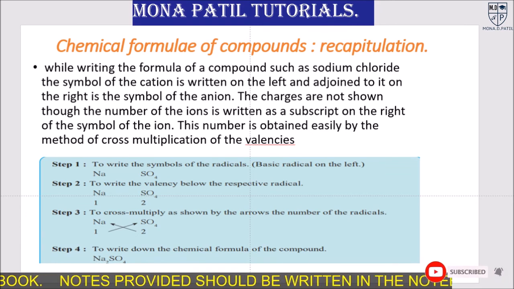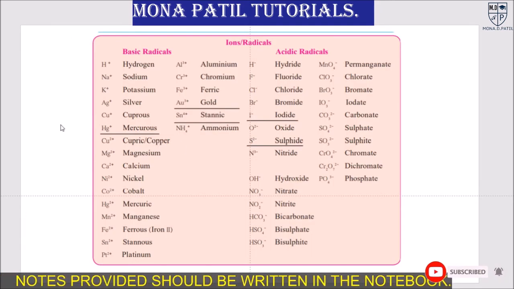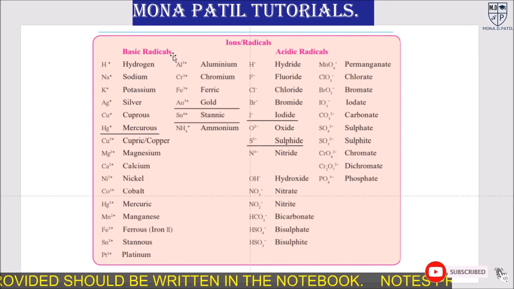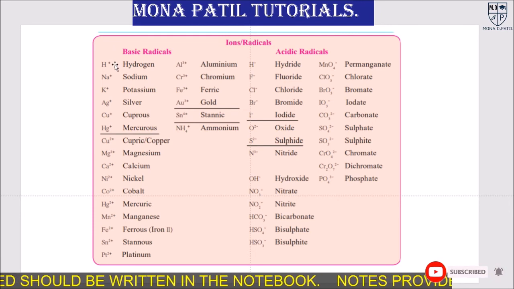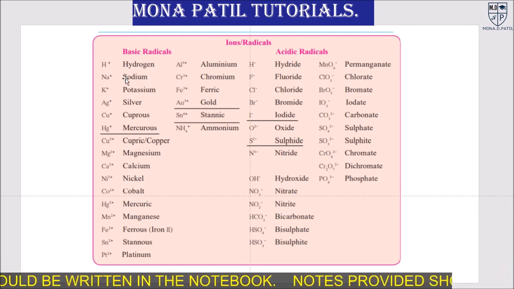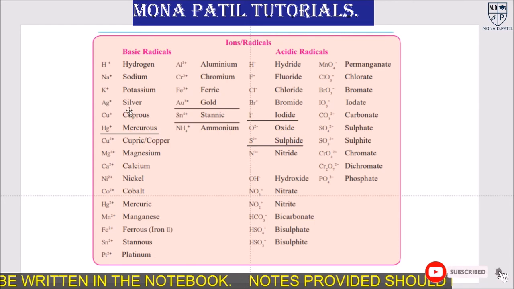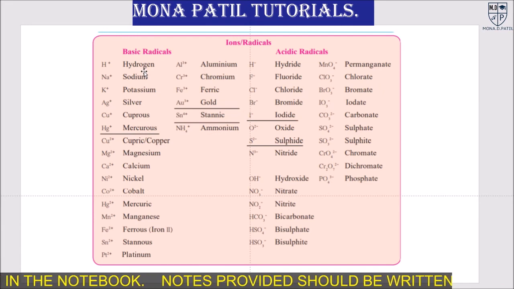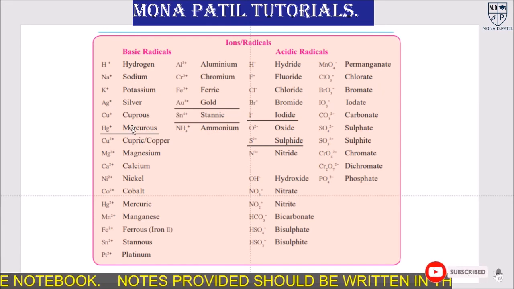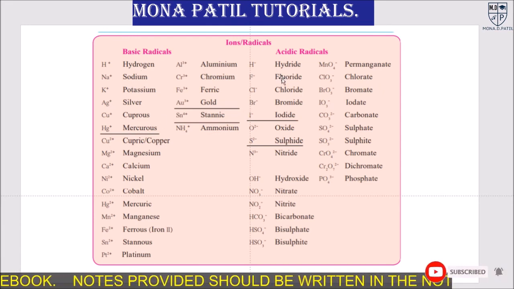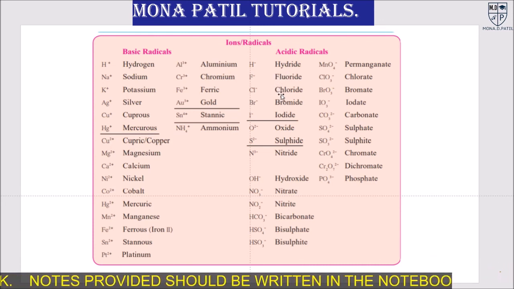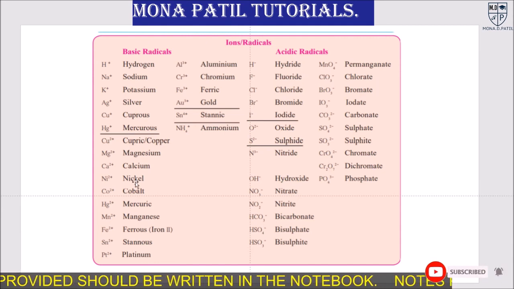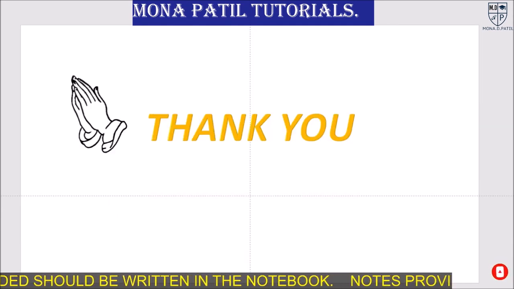Next, these are some examples of ions or radicals. So these are the basic radicals which carry the positive charge. Sodium, potassium, silver, cuprous, mercurous, these are basic radicals because they contain positive charge. And here you can see hydride minus, fluoride, chloride minus, bromide minus, these are the acidic radicals, and other examples. Okay, so here we have finished.